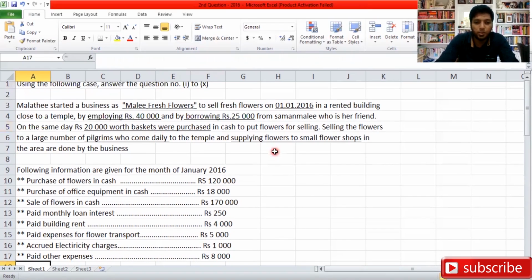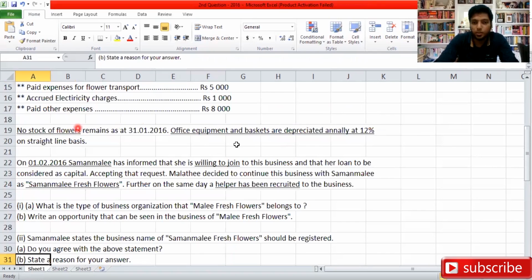Then we have some information. Then no stock of flowers. Office equipment and baskets are depreciated annually at 12%. Saman Mali is joining the business, and now the business name is Saman Mali Fresh Flowers. They have recruited an employee. Okay, now you understood how easy it is when you categorize the terms in a way, and also you have underlined it in the simplest form. Then of course writing the answer is not going to be time consuming, just very easy. Now when you are doing it, you will understand.